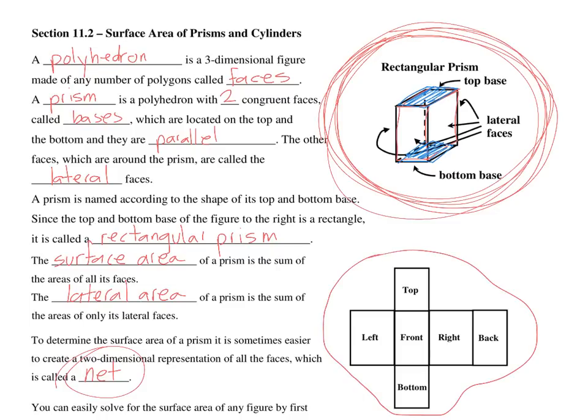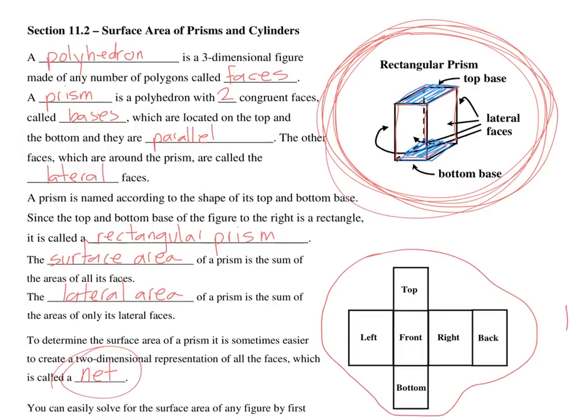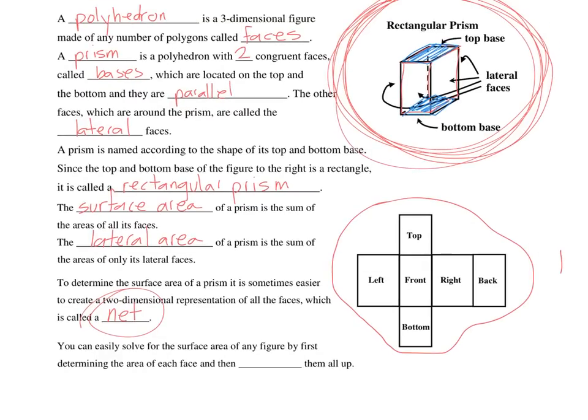So now I can look at all the different faces that make up this figure, and by figuring out the area of all those faces, I can figure out the total surface area of the figure. So you can easily solve for the surface area of any figure by first determining the area of each face, and then you just add them all up. All right, let's do some examples now.